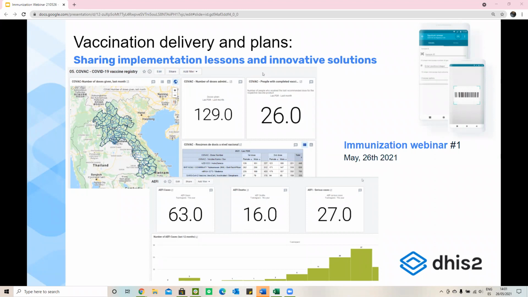The first webinar, today, is going to be about innovations and challenges of implementation, especially of COVID-19 related immunization implementation toolkits. And today, the real protagonists are going to be the HISP network and the work on developing and implementing these tools for data collection, analysis, and reporting.